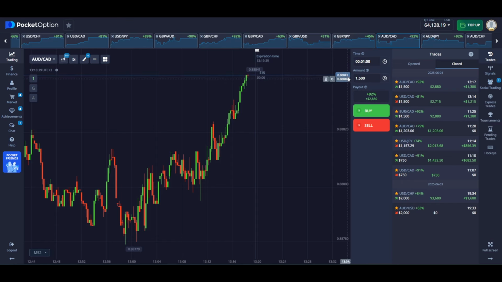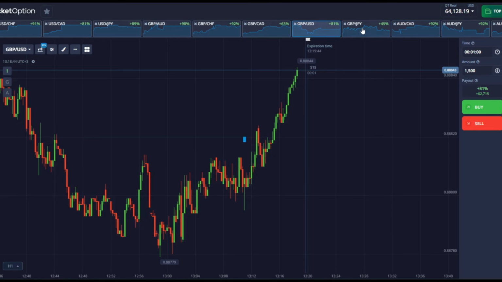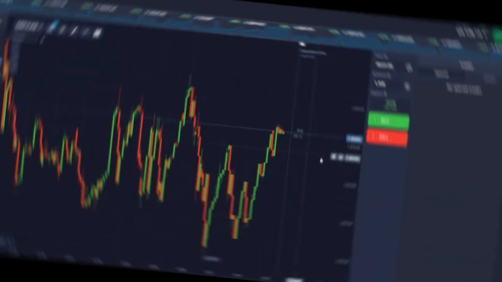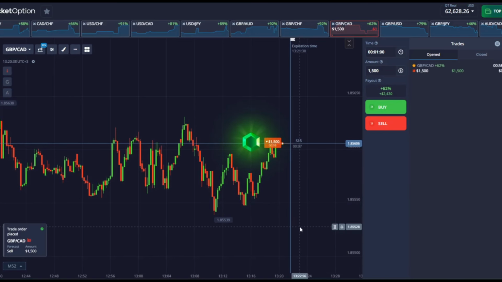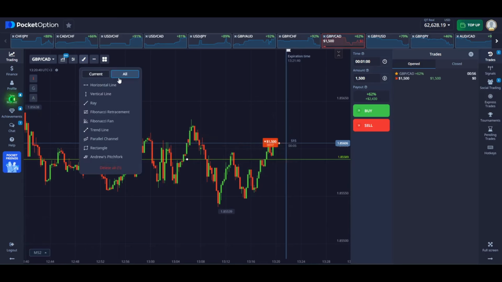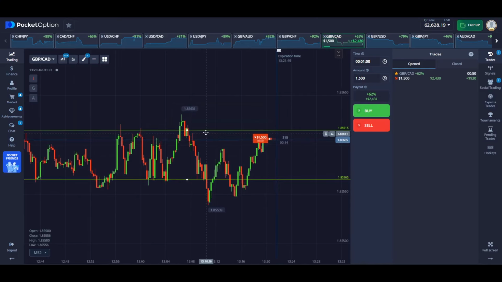Now I'll show you a trade that I'll open myself with a small payout. Let's see what options we have and try to do the analysis on our own. Here we have a currency pair with a pretty small payout, British pound, Canadian dollar. And right from here, we could open a sell trade. Let me explain why. Here we have a classic sideways movement. So the price moves from the upper boundary to the lower one.